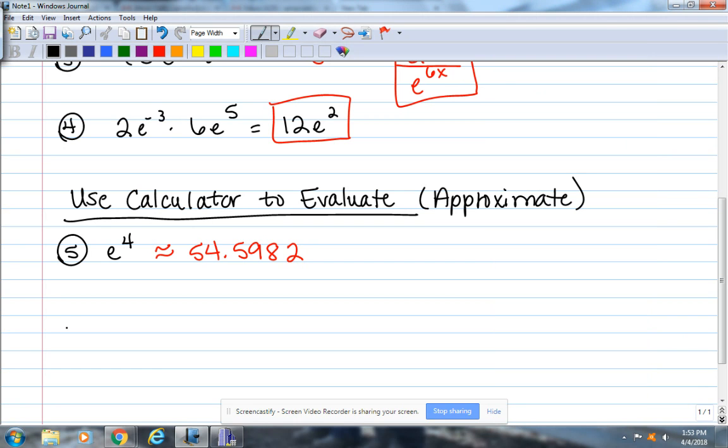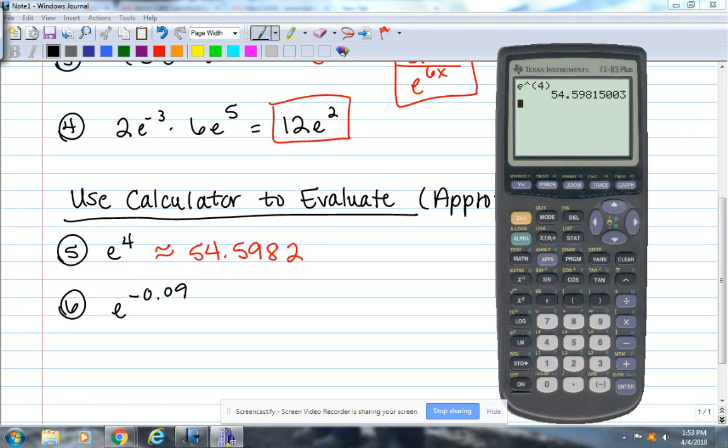Okay, so now let's try a negative exponent. This one is e to the negative 0.09. So how do you think we put that in? Yeah, you hit second LN. Use the little negative button down here by the enter sign. Don't use the minus button. Use the little negative at the bottom. 0.09, not 0.9, because it won't give you the same thing. Close your parentheses and hit enter. So are we getting 0.9139?